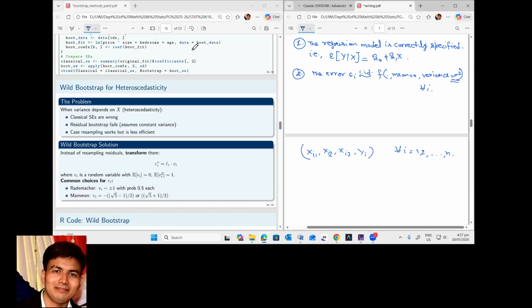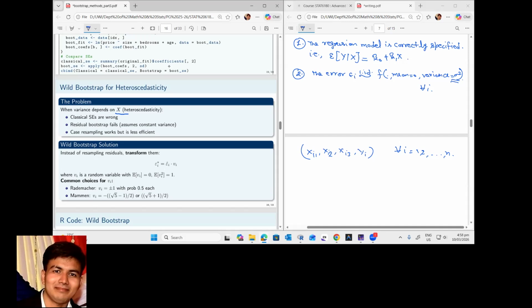Okay, so we just move to the wild bootstrap, for heteroscedasticity. The wild bootstrap was developed to handle heteroscedasticity while retaining the fixed X structure. When the variance depends on X, but the structure of the X is fixed, the classical standard errors are wrong.